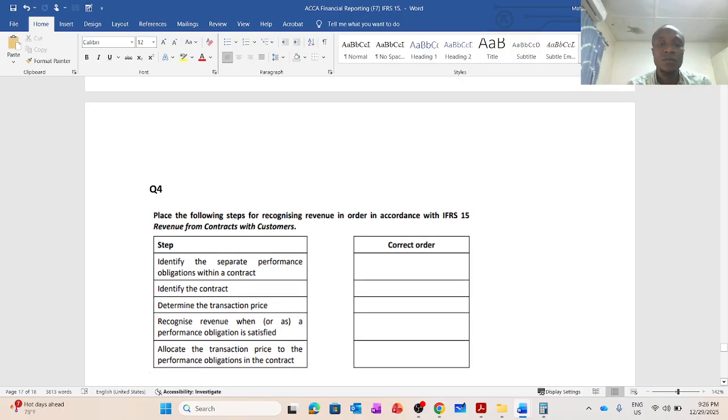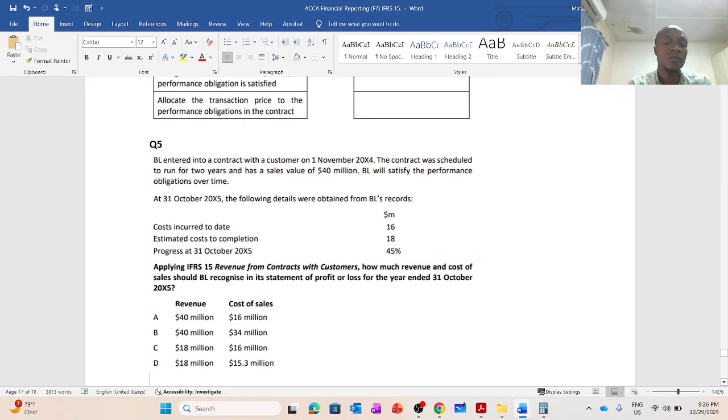Question 4, place the following steps for recognizing revenue in order in accordance with IFRS 15. The steps, very simple. Identify the contract, the performance obligations. You need to look at the transaction price, look at this, and that. Final step, we need to recognize revenue. Question 5, we need to calculate how much revenue and cost of sales should be recognized. So as I mentioned earlier, you need to know each of these stages on revenue recognition, the first 5 stages, as well as the 4 stages under contract costs.